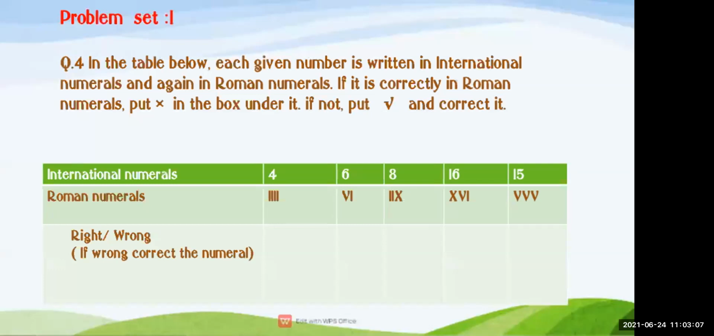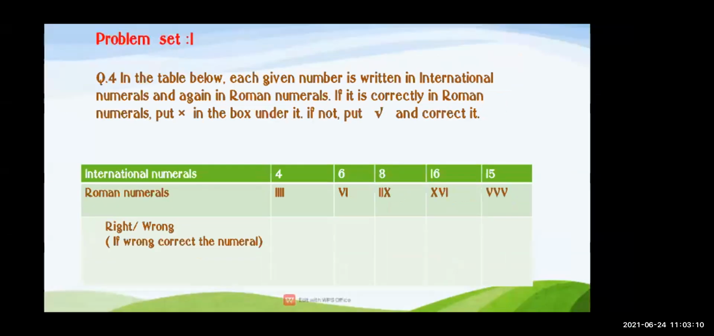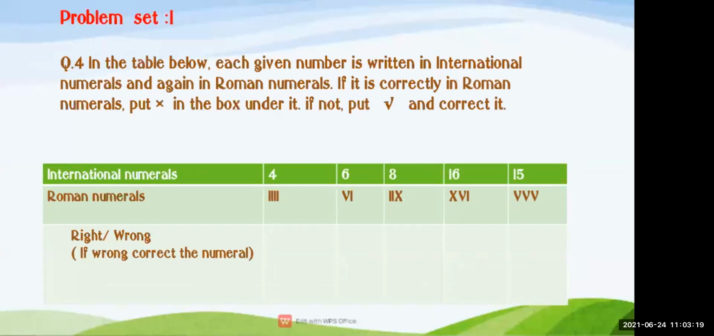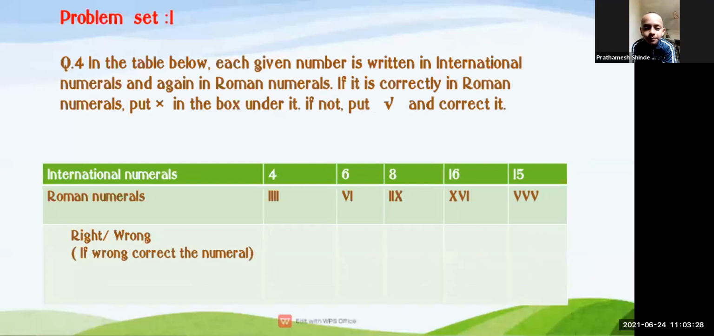Okay. Now next question is question number 4. Now I unmute one student. He is going to tell me the question. I'll unmute Prathamesh. I have unmuted you. Yes, teacher. Okay. Read the question, beta. In the table below, each given number is written in international numerals and again in Roman numerals. If it is correct in Roman numerals, put a tick in the box under it. If not, put a cross and correct it.